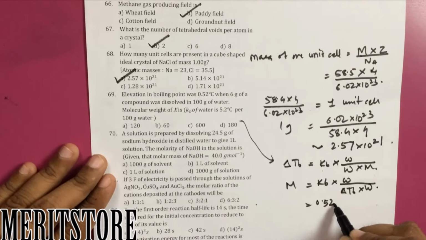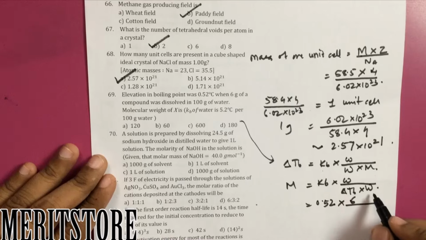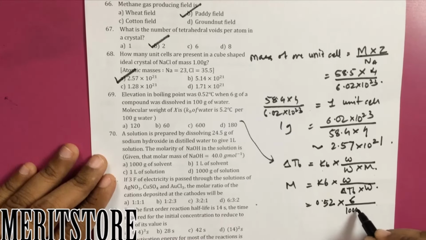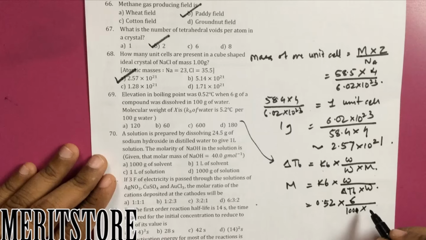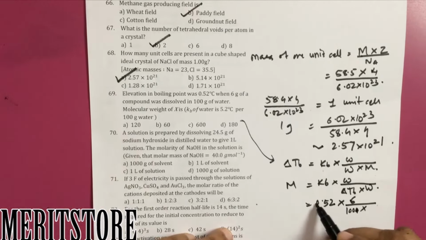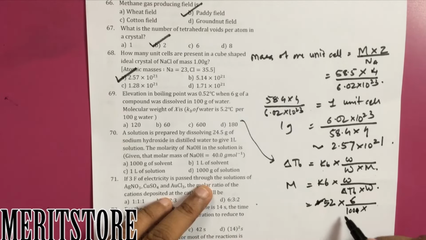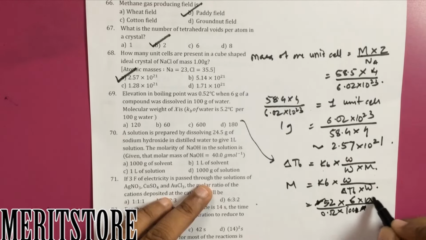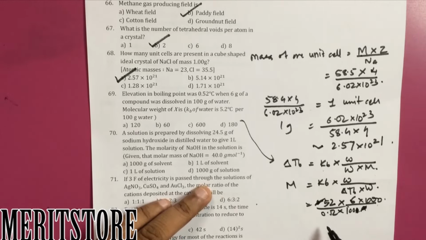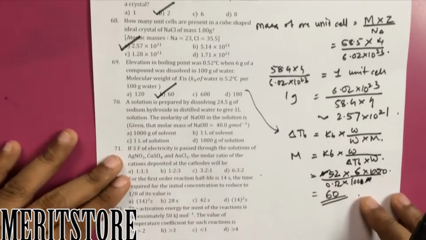KB is given as 0.52, multiplied by the weight of the solute, given as 6 grams, divided by the weight of the solvent, which is 100 grams, multiplied by the elevation in boiling point, which is given as 0.52. This is in gram, so we need to multiply it by 1000. When you calculate this, it comes out to be around 60. So the molecular weight of the substance is 60.